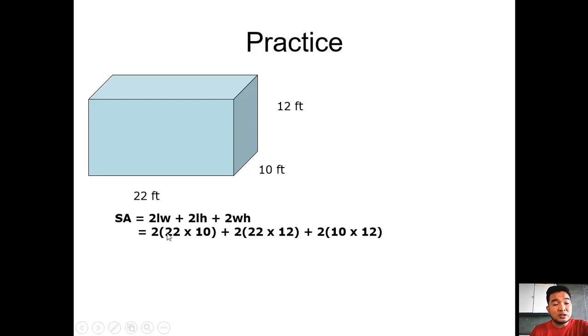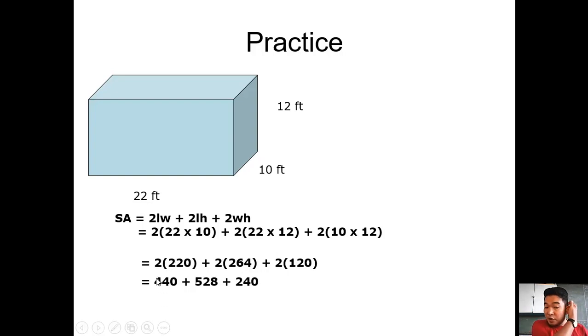So we will have 2 times the quantity of 22 times 10 plus 2 times the quantity of 22 times 12 plus 2 times the quantity of 10 times 12. And then simplifying it further, we'll have 22 times 10 is 220. And then we multiply 22 times 12. That is equal to 264. Then 10 times 12 is 120. We multiply all those 3 by 2. So we will have 440 plus 528 plus 240. And simplifying that further, our surface area is equal to 1,208 square feet.